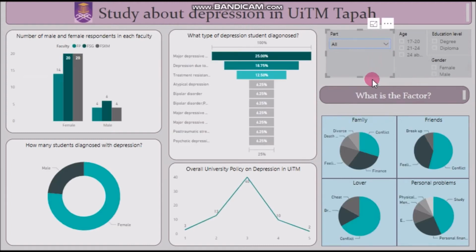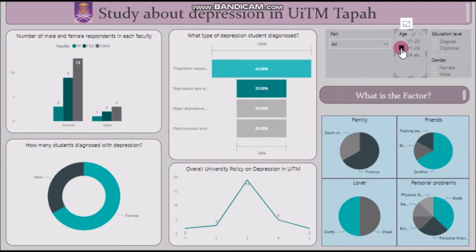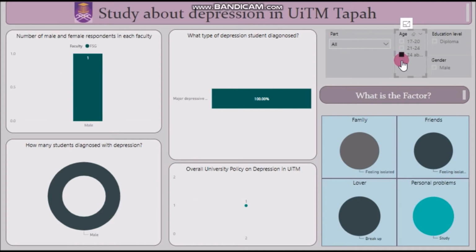So besides part, we also can filter based on age. Here we have 3 choices of age, which are from 17 until 20, from 21 until 24, and also 24 and above. For example, we want to choose 17 until 20. Then you can choose 21 until 24. So we can filter based on 24 and above. Right, so that is for age.